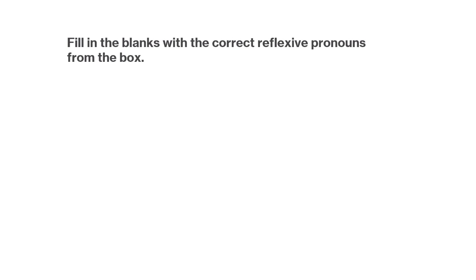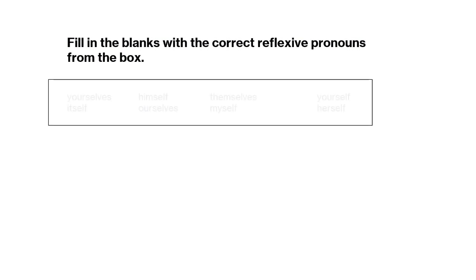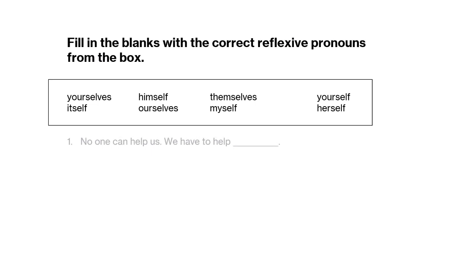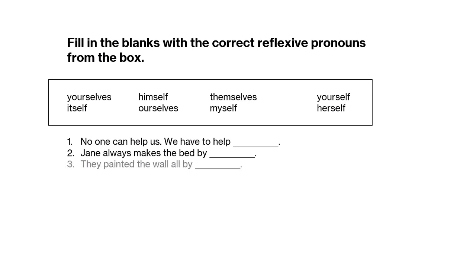Fill in the blanks with the correct reflexive pronouns from the box. Yourselves, himself, themselves, yourself, itself, ourselves, myself, and herself. No one can help us. We have to help ourselves. Jane always makes the bed by herself. They painted the wall all by themselves.